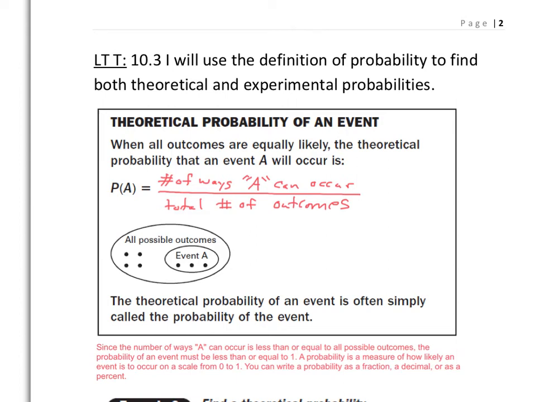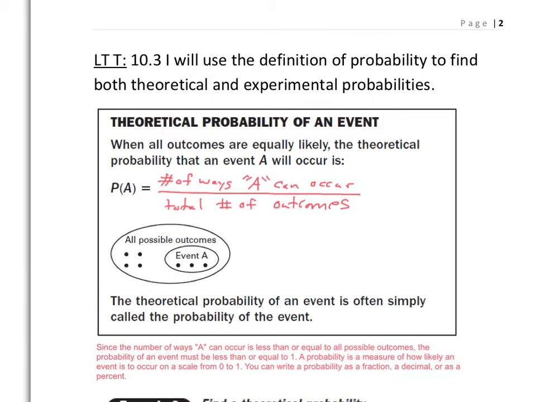Hey everyone, this is Mr. Jacobs. We are discussing Learning Target T Lesson 10.3 on basic probability and experimental probability. And I wanted to start by giving you just a basic definition of what probability is. You can think of probability as being a number between 0 and 1 that tells you how likely something is to occur. And we're actually going to jot some notes down here.